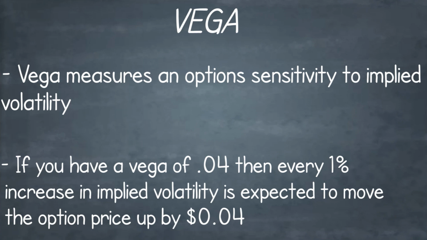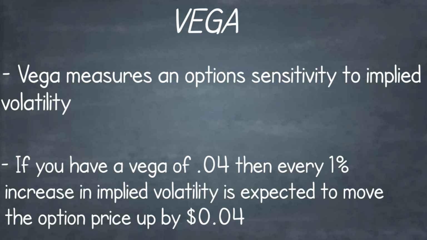Implied volatility could rise dramatically due to earnings announcements, political reasons, or a number of different reasons. A rise in implied volatility can be a good or bad thing depending on your specific trade. The longer the contract is, the higher the vega will be as well.